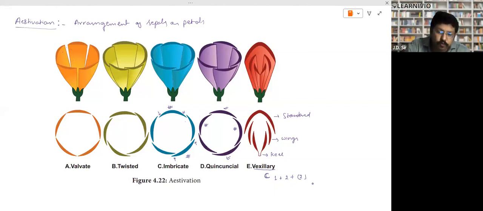And for the rest, how will you represent them? All of them have 5 petals. So you write corolla 5 valvate estivation, corolla 5 twisted estivation, corolla 5 imbricate estivation, corolla 5 quincuncial estivation. They will all be written in the floral formula this way. From the floral formula you cannot tell the estivation, you have to learn it. But in vexillary, you can tell the estivation from the floral formula itself. You have to write it this way.